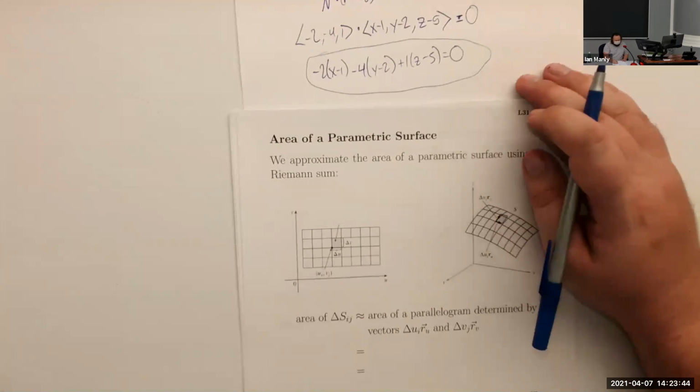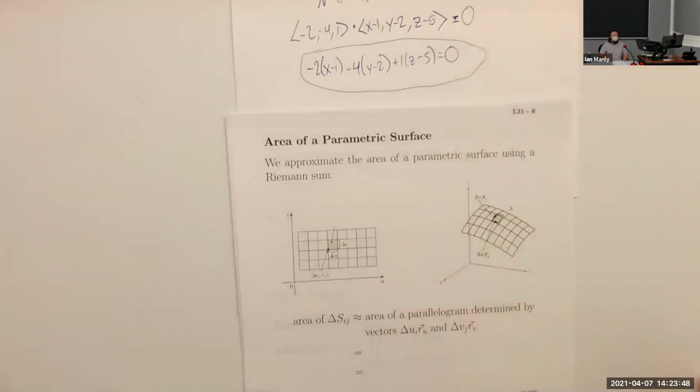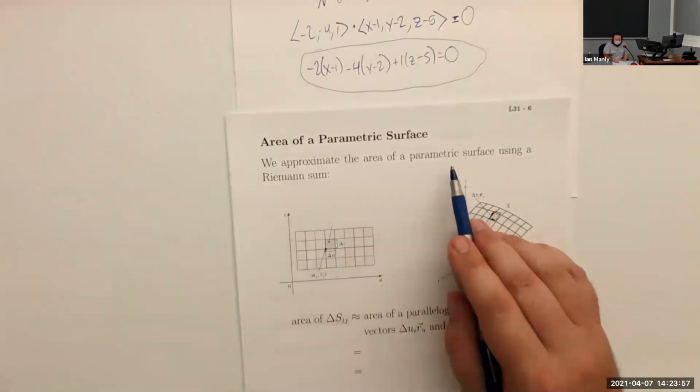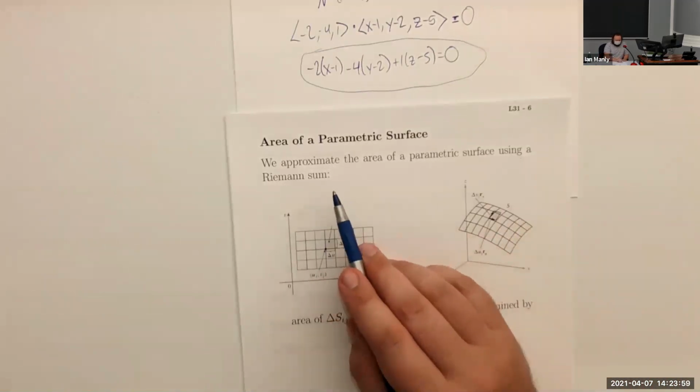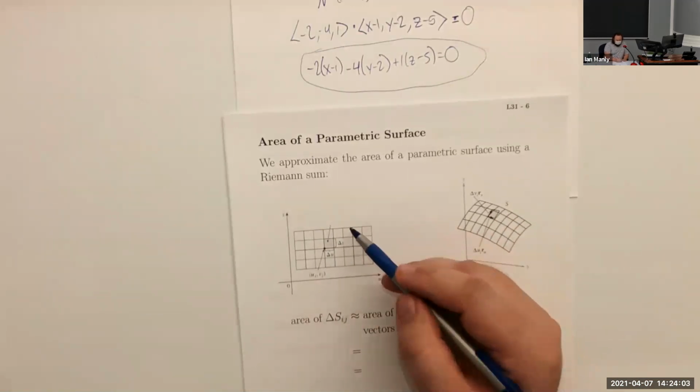Now, let's say we wanted to find the area of a parametric surface. And this is going to lead us into next lesson, which is going to be talking about what are known as surface integrals. So what we're going to do is approximate the area of a parametric surface using a Riemann sum. All right, so I want you guys to ignore this picture again.